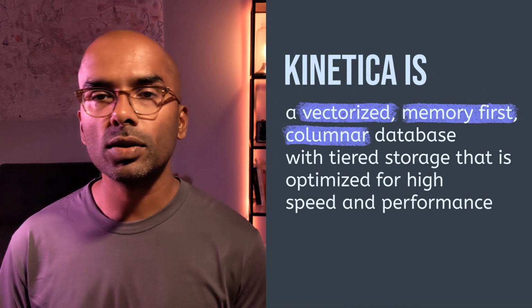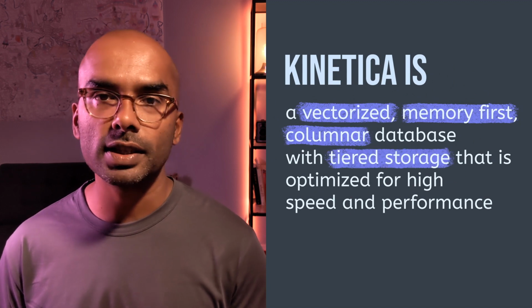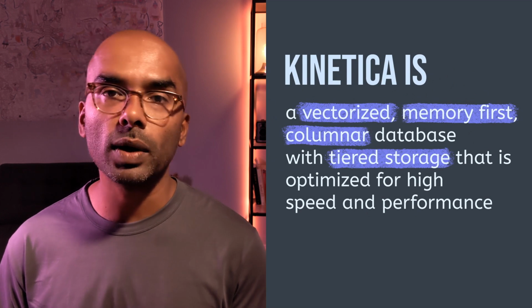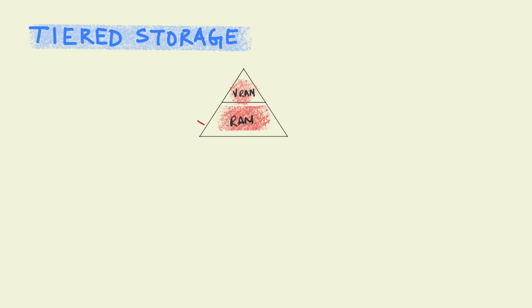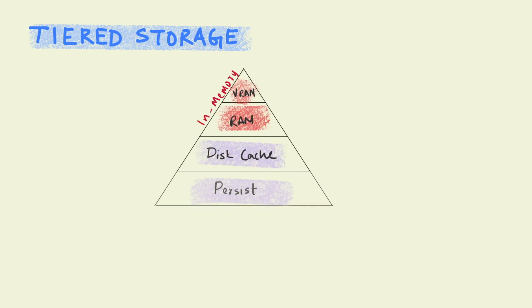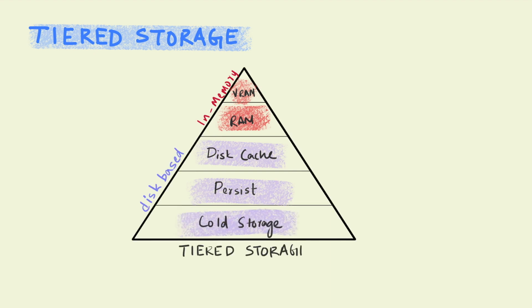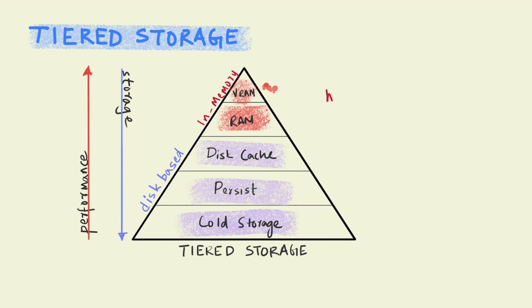Kinetica, on the other hand, uses tiered storage to deliver native vectorization on both the CPU and the GPU at the massive scales that are required by modern enterprises. Tiered storage allows enterprises to manage petabyte scale of data by backing memory storage with several tiers of disk-based storage. As a rule of thumb, as we go down the tiers, Kinetica trades performance for storage. But it optimizes performance by providing fine-grained controls over how the data is prioritized between the different tiers.